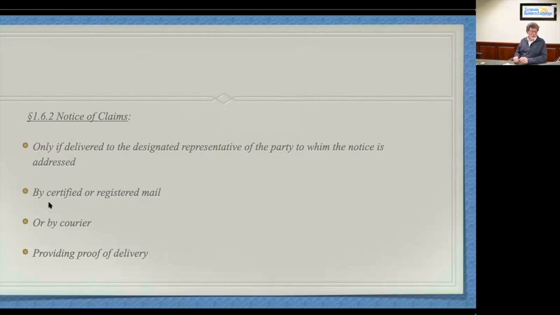The contract doesn't say email, does it? It says certified or registered or by courier. So send off your Pony Express person to deliver your notice of claim. Remember, as I always point out, contracts are often changed. The standard forms are often changed by supplementary general conditions. So always check those things.